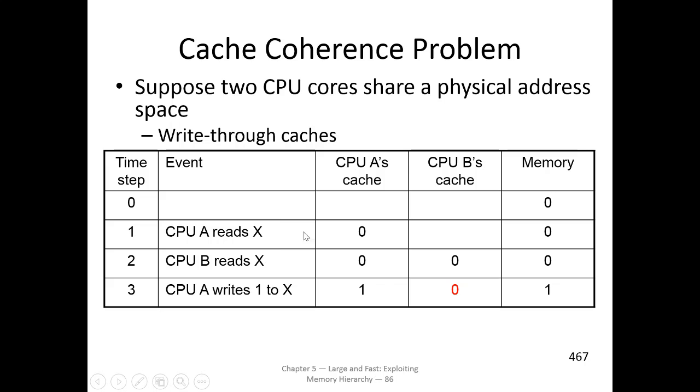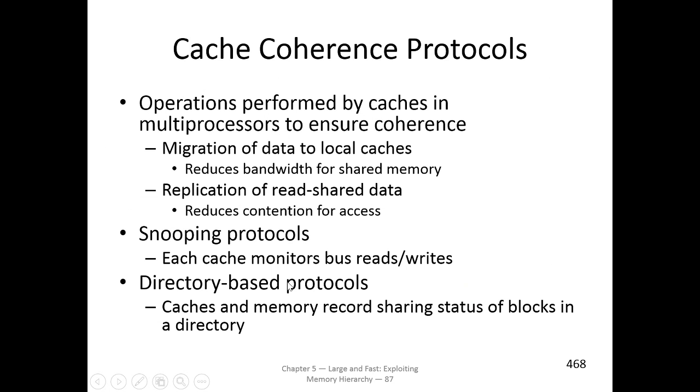So CPU A reads X, okay? It brings it into cache and it's got a 0, memory is a 0. CPU B reads the cache, it's 0, 0. CPU A writes 1 to X. Now look, these two are what's called dirty because this is updated, but memory is not updated here, and CPU B's cache is dirty because it has the old state of X, whatever it was. So this is the issue.